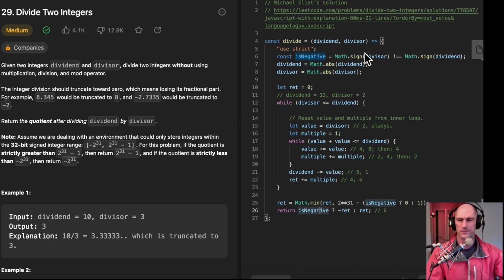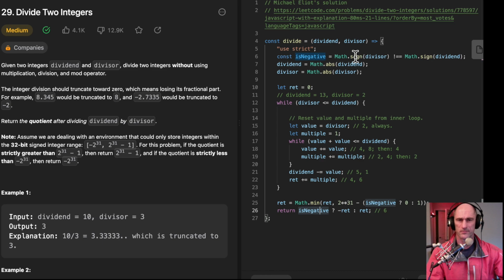When dividing numbers, if the signs are the same, the result is positive. A negative divided by a negative is a positive. A positive divided by a positive is a positive. When the signs are different, then the result is negative.